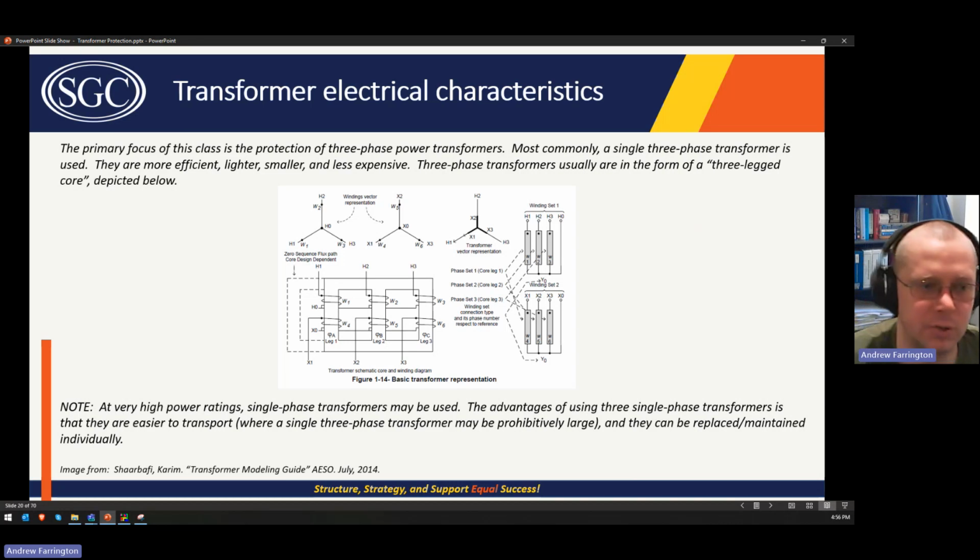But in general, it's going to be something like this. This is a three-legged core. You might also see a four-legged core, which basically just adds one more leg to the transformer, and that allows the zero sequence flux to flow. But most commonly, you'll see the three-legged core. Those are cheaper because you don't need the extra piece of core over here. So those are pretty common. They're smaller.